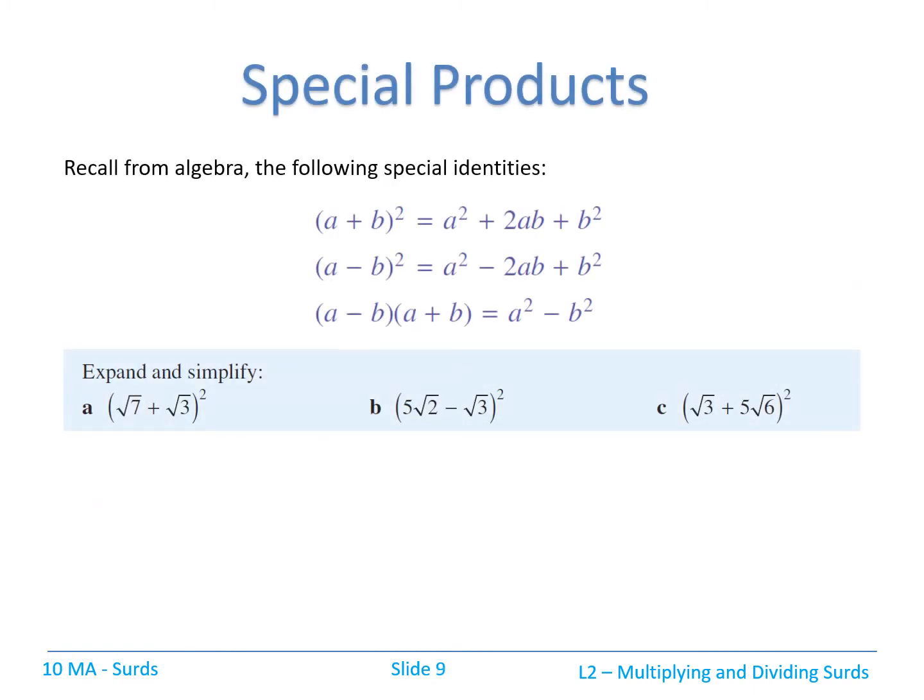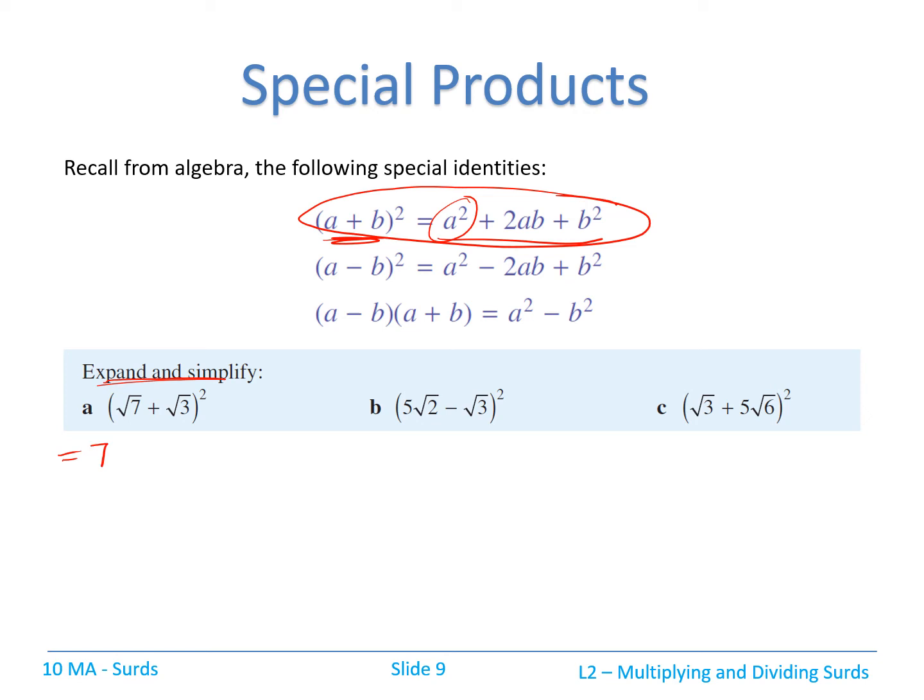Okay, so from algebra we've got special products. So when we have two terms added and squared, we know that we get a squared plus 2ab plus b squared. Now we can actually apply this to surds. So here I've got root 7 plus root 3, so we're going to be using this expansion here. So it's the first term squared. So what's root 7 squared?